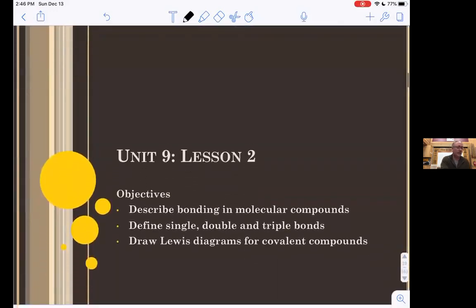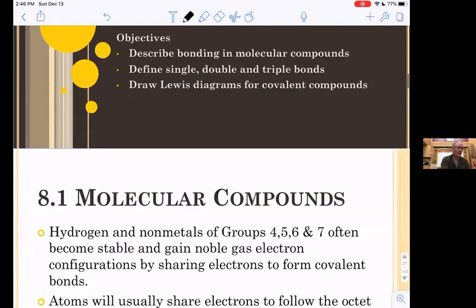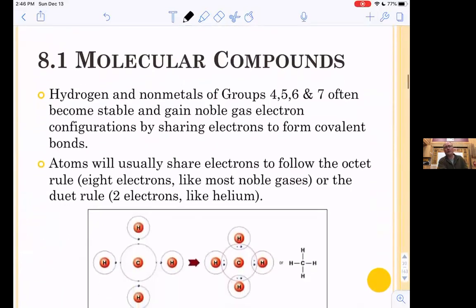So here we go. Our objectives really are to describe bonding in molecular compounds, covalent bonded molecules. We're going to define single, double, and triple bonds. And we're going to draw Lewis dot structures or Lewis dot diagrams for several covalent compounds and learn how to do that. So molecular compounds are compounds that are held together by sharing pairs of electrons. So they have covalent bonds between them.